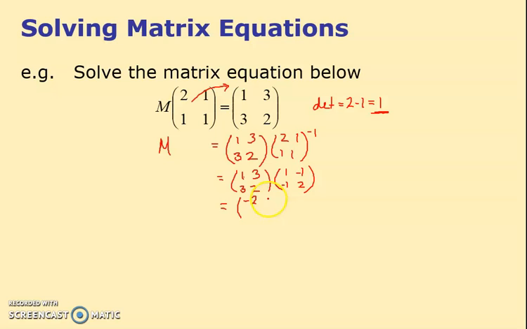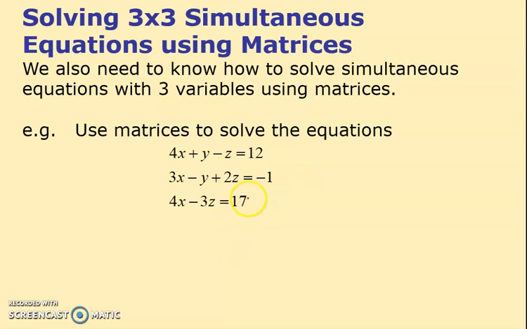Minus 1, I think that's 5. That's 3 minus 2 is 1. Minus 3, I think that's 1 as well. So that's what I think it is. Good, it is. So far, so good. We're on to the 3 by 3 matrices.